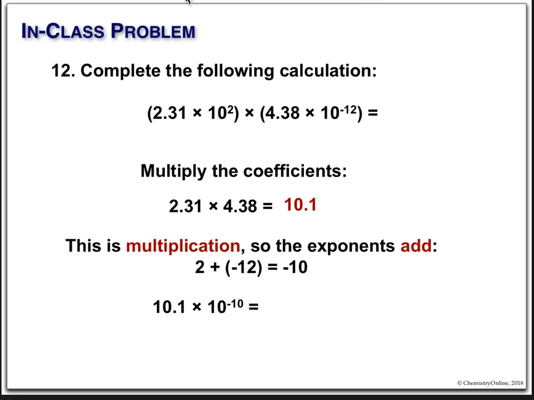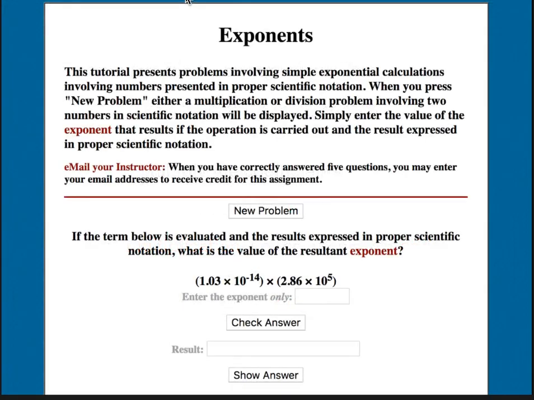But this isn't in proper form, is it? The decimal should be between the first 1 and 0, so we have to move to the left. That's going to drop this by 1, and it's going to be 1 times 10 to the -9. Or you could simply use your calculator. Here's the tutorial. Lots of practice. And again, it'll explain to you how to do it.